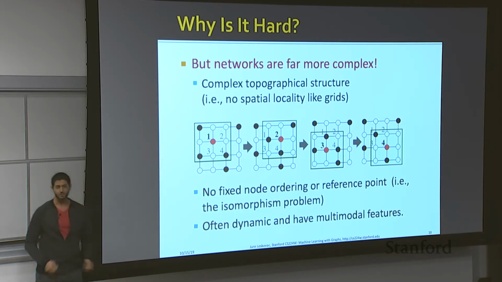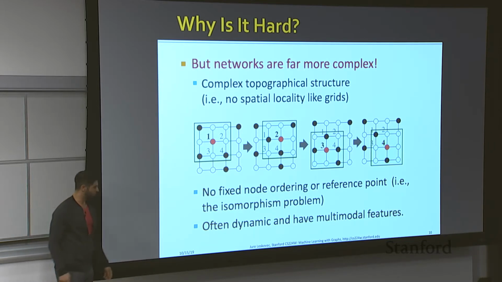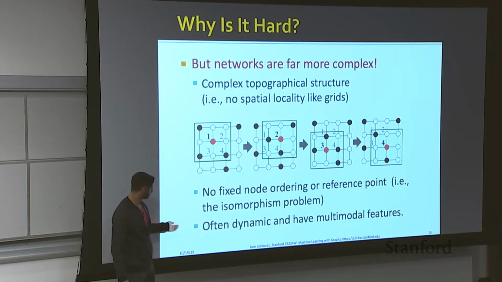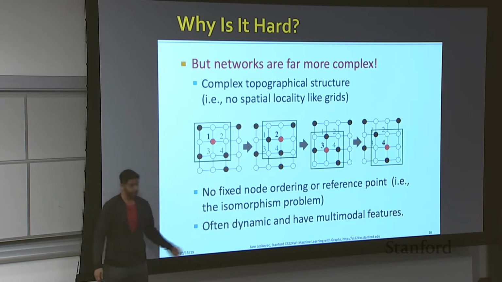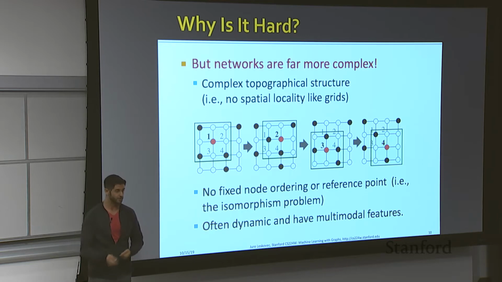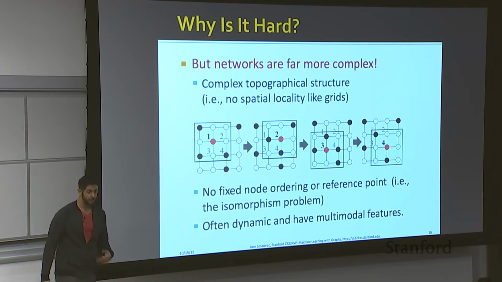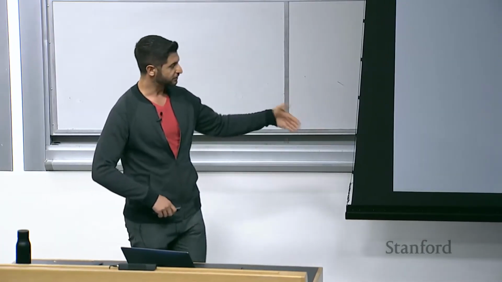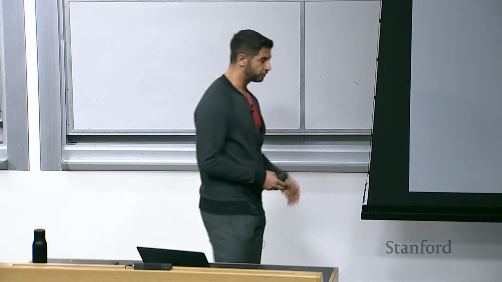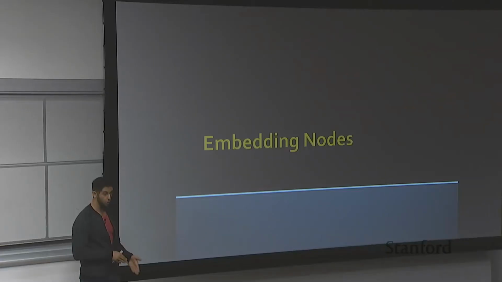And to make things even worse, and again, this applies to a lot of projects that I've been hearing about in the past couple of weeks, graphs can also be dynamic. So you could have nodes appearing and disappearing, same with edges, and they can also have multimodal features, okay? So if anything, there are yet other reasons why we need more advanced tools for representation learning. Okay, so this was my intro, and now we're going to be focusing on how we can embed nodes in graphs.